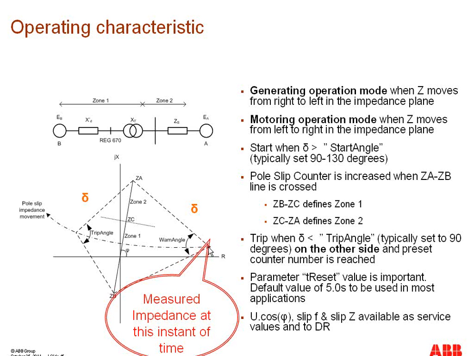One slip is counted when the locus of Z crosses between the ZA and ZB lines. If it crosses between ZB and ZC, then it is considered as zone 1, and if it crosses between ZC and ZA, then it is considered as zone 2.